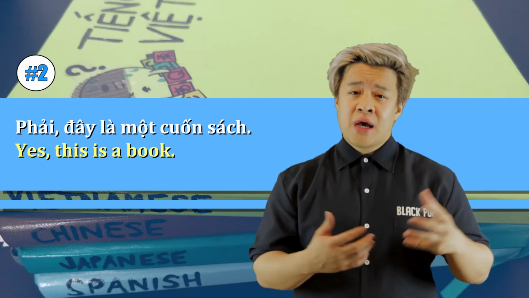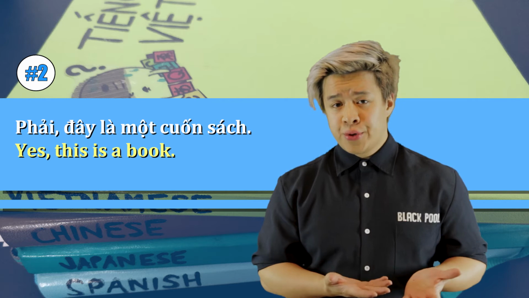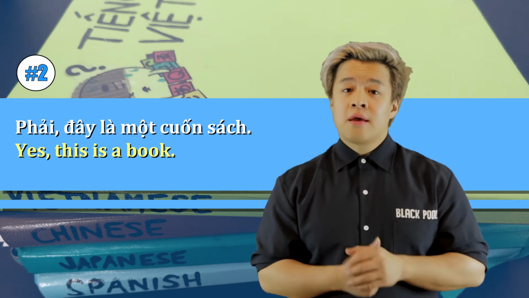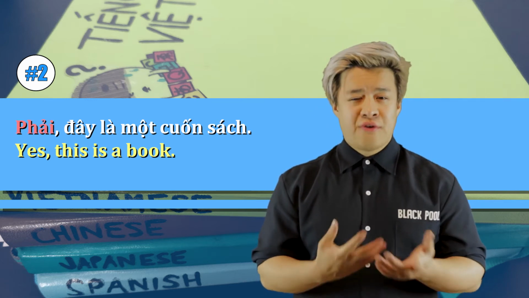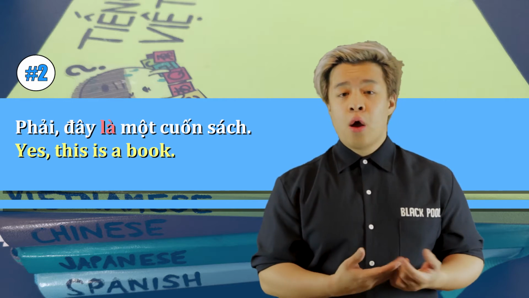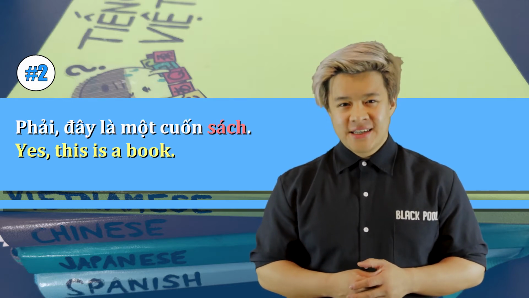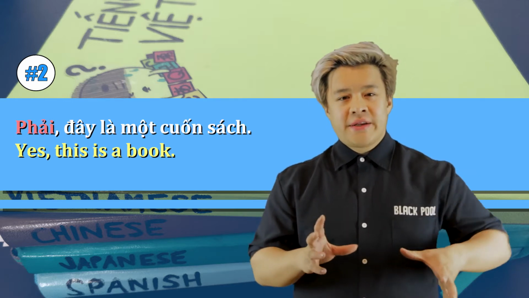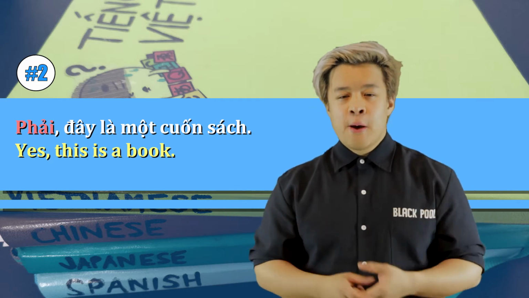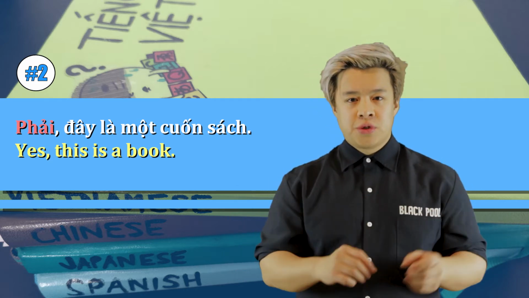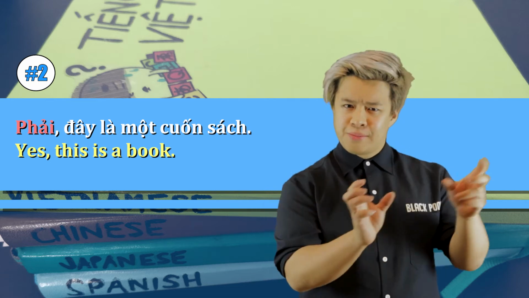Sentence number 2. Now you could answer, yes, this is a book. That would be phải, đây là một cuốn sách. Phải can be translated as yes in this case, but literally it means to be true. So yes, it is true, it's a book.